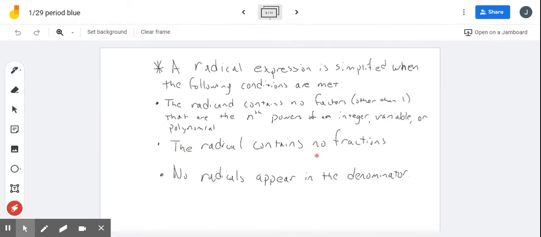Also, the radical can contain no fraction. So if we have a fraction, we're going to break it up. And no radical can appear in the denominator, and I'll explain a little bit more why in the next slide.